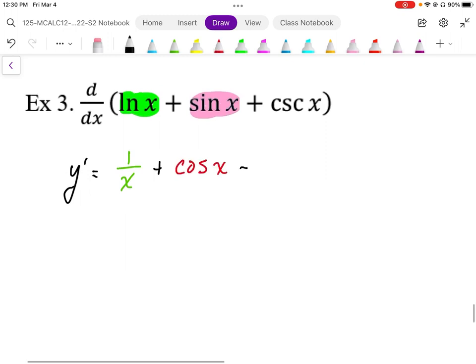And then the cosecant, this cosecant here, it differentiates into negative cosecant x times cotangent x, and that's it. There is my derivative expression.